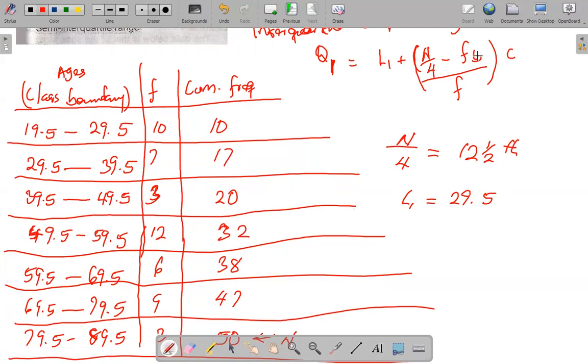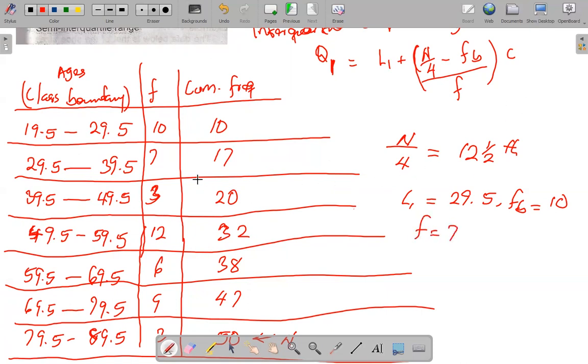FB is the cumulative frequency before the quartile. Our quartile lies in the 17th position. The cumulative frequency before that position is 10. So FB is 10. Then F is the frequency of the quartile. Our quartile lies in this row here, and the frequency in this row is 7. So F is equal to 7.